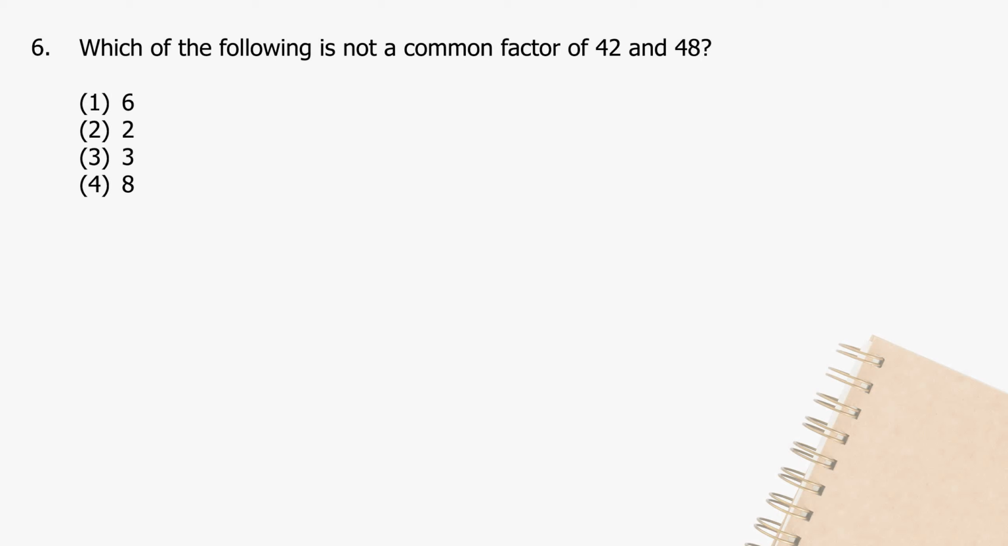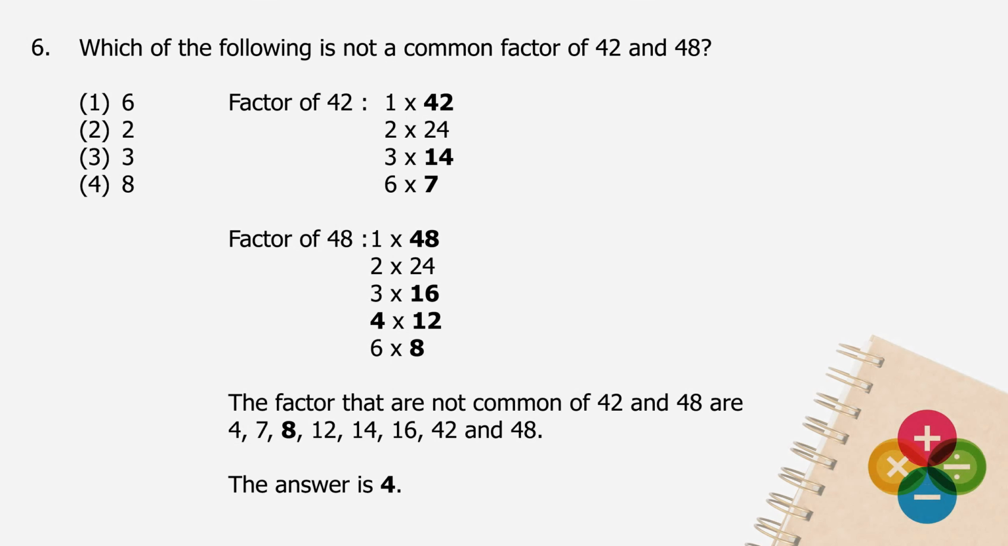Question 6. Which of the following is not a common factor of 42 and 48? The factors of 42 are 1, 2, 3, 6, 7, 14, 21, and 42. The factors of 48 are 1, 2, 3, 4, 6, 8, 12, 16, 24, and 48. The factors that are not common to 42 and 48 are 4, 7, 8, 12, 14, 16, 42, and 48. The answer is 4.